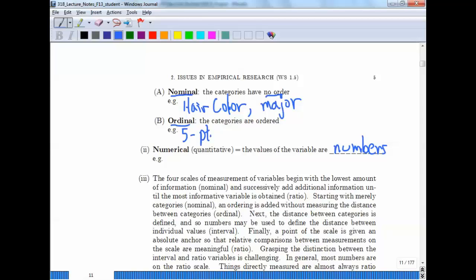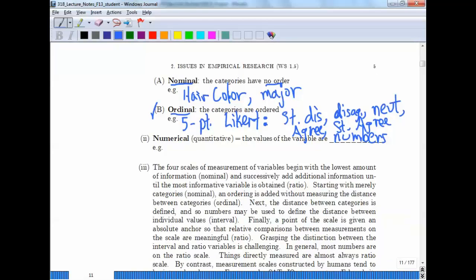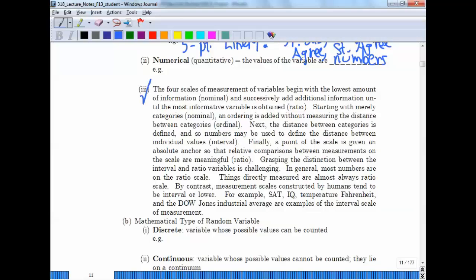Let's do a 5-point Likert scale, where maybe you're filling this out for some survey or something, and you'll have the choices of strongly disagree. You might have disagree. You might have neutral, and then we'll have agree, and then strongly agree. Those are categories, but they're ordered, and so that gets me the ordinal label. Okay, you can read a little bit about that here.